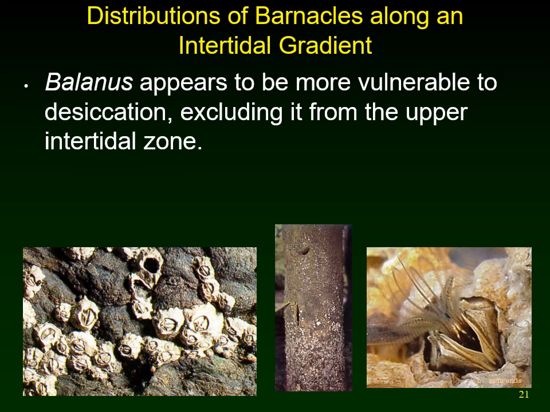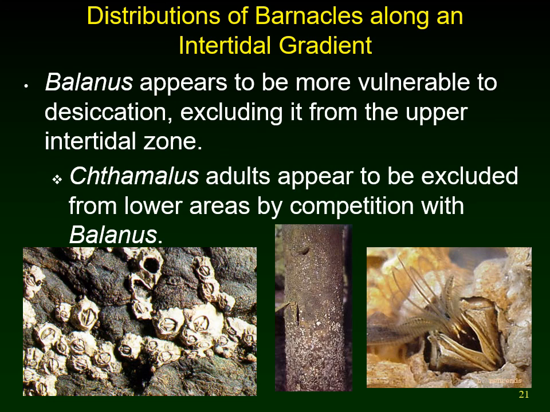So it turns out that the Balanus is much more vulnerable to drying out, which excludes it from the upper intertidal zone. So you just find the Chthamalus in the upper one and the Balanus down in the lower one. The Chthamalus adults appear to be excluded from the lower areas, though, by competition with Balanus. So Balanus has an advantage where it doesn't dry out as much, whereas Chthamalus has an advantage in that it can survive being dried out.